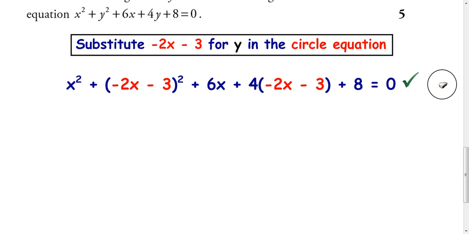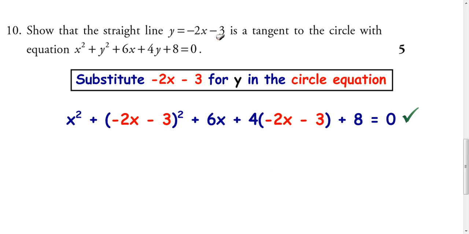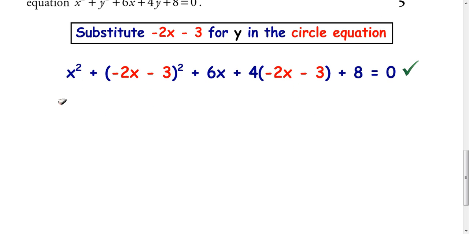That's going to look like this for a mark. So you've put that in here, and then you've put it in just before the 4. So this relies on you being good with your algebra. We have to simplify this down and then solve it. Now my advice would be to write this double bracket out. So -2x take away 3 times -2x take away 3.